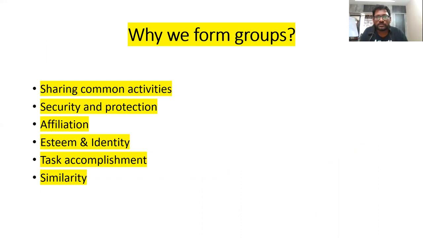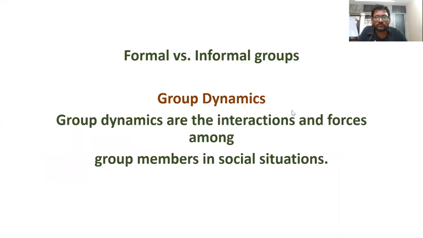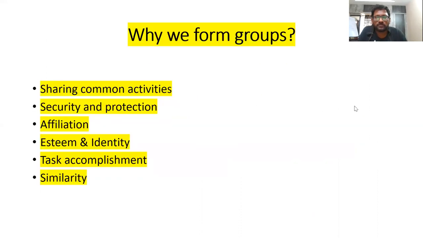Even before they interact with each other, they are likely to share common beliefs that impel them to band together. So these are the criteria for groups. There are different types of groups, like formal and informal. Let's see why we actually form groups, and then we'll understand what formal groups, informal groups and group dynamics are.